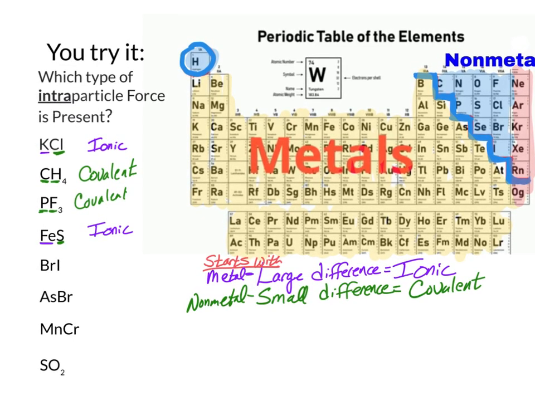Next we have BrI, bromine monoiodide, and that one is two nonmetals, so it is a covalent bond. And next we have AsBr. As is a metal, Br is a nonmetal, that is an ionic compound. And here we have manganese and chromium. Mn is right here in the middle of the transition elements. It's a transition metal. Chromium is over here, and we see that they are both metals. So this one does not exist in our list of choices. And so that was the trick one. And the last one is SO2, both nonmetals, and so we have a covalent compound.